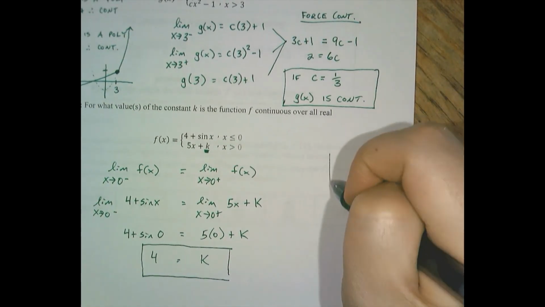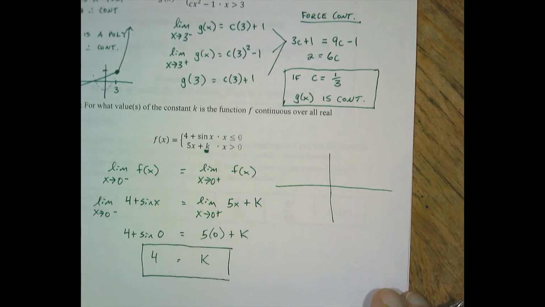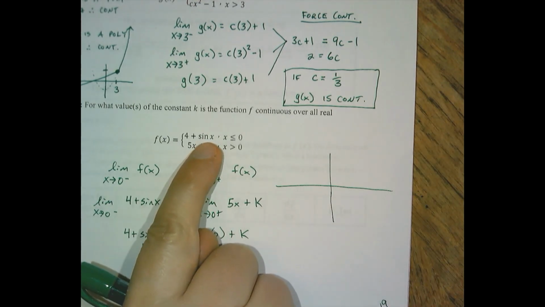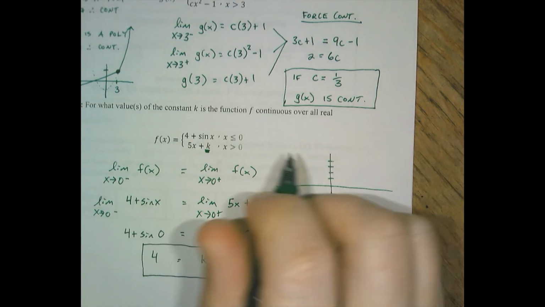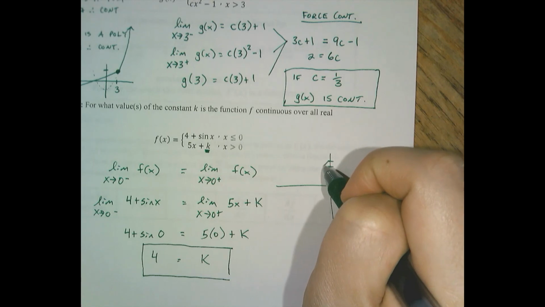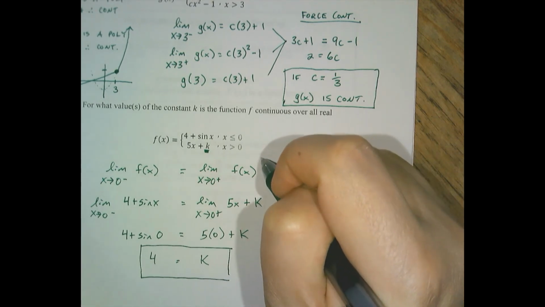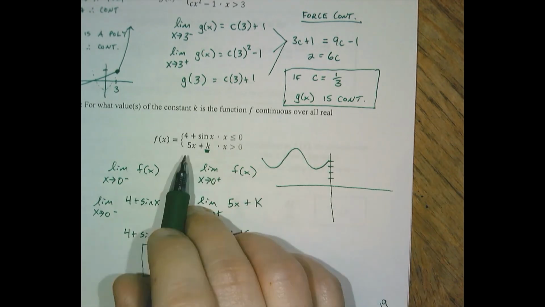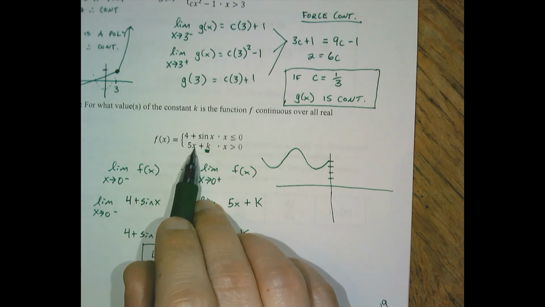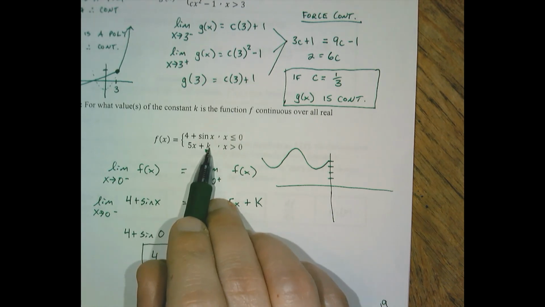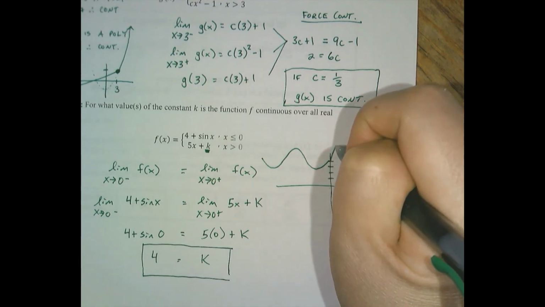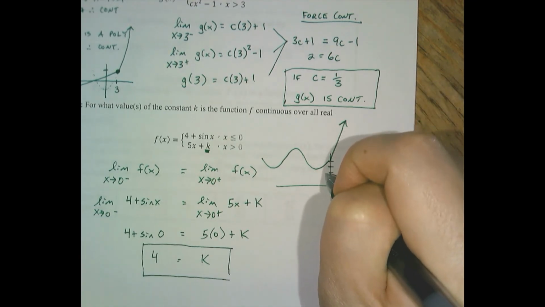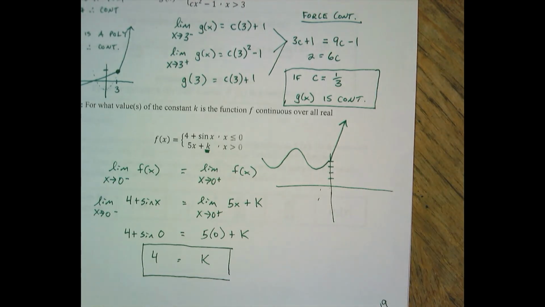Okay. And visually we can think about this one to see if it's true. Our top curve is a sinusoid with a midline at 4. 1, 2, 3, 4, and we graph only on the left-hand side. So there's the sinusoid. The line is now a line with a slope of 5 and a y-intercept of 4. So 1, 2, 3, 4 with a slope of 5. So that makes the function continuous.